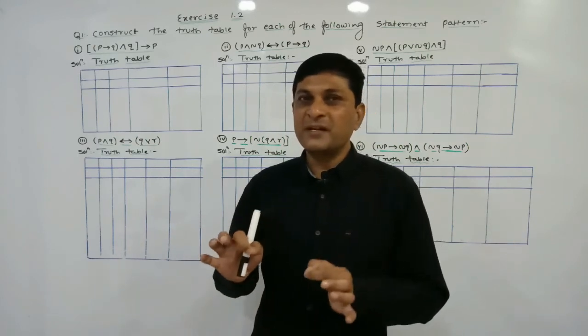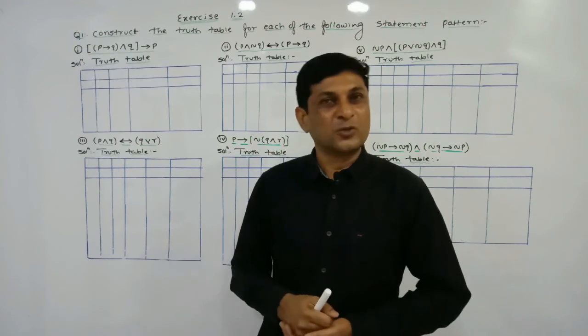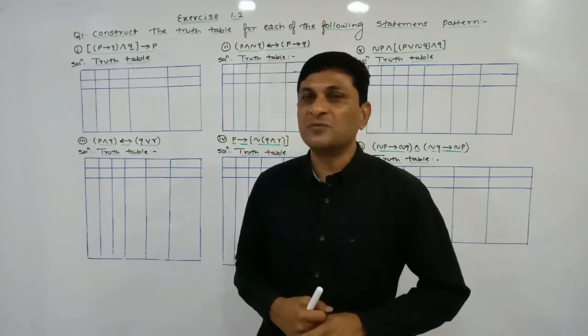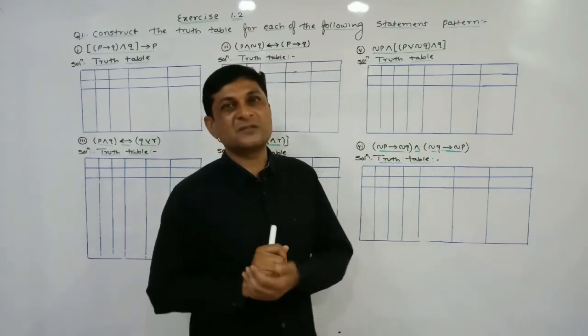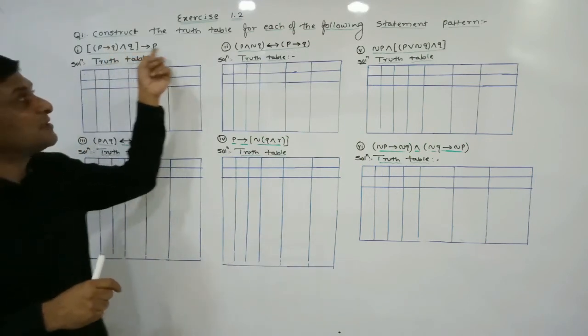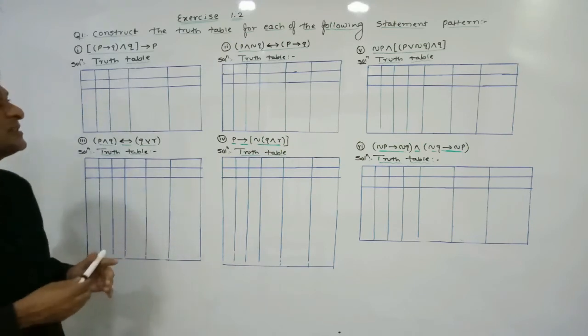If we remember these techniques, we can easily construct a truth table, and at least one example is always there in the examination which we have to solve using a truth table. So using these results, now we are starting question number 1. In question number 1, we have to construct the truth table of each of the following statements. So observe the first statement.